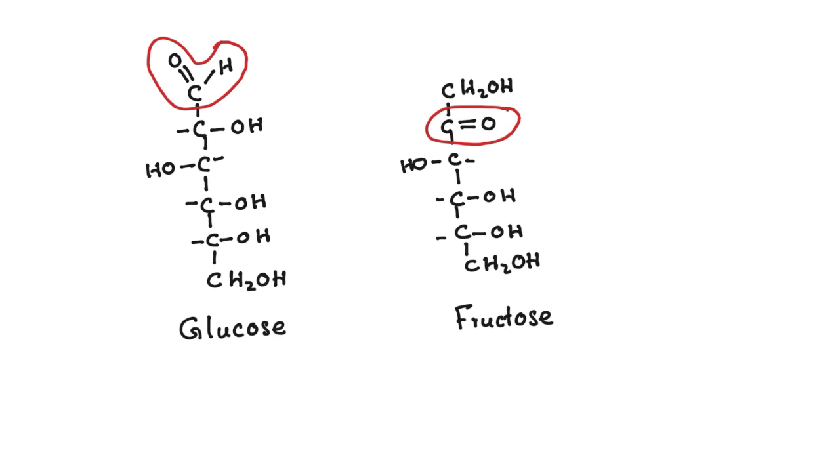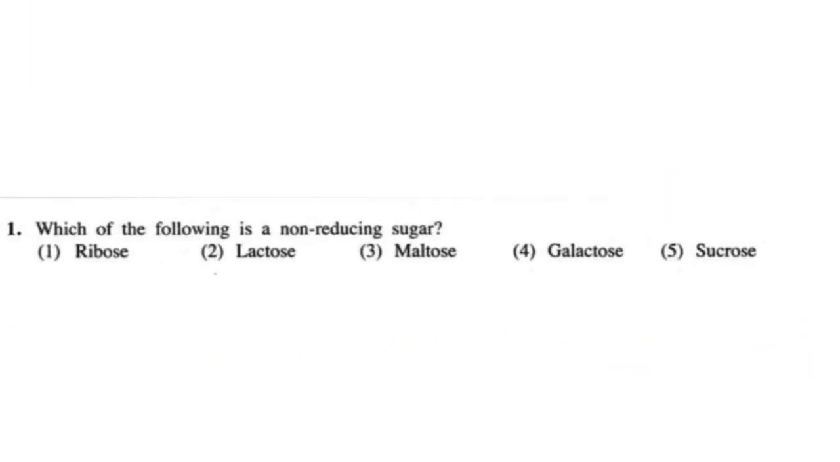Now let's look at the question again. First answer, ribose. Ribose is a pentose sugar that is also a reducing sugar. I will draw the structure here, but you're not supposed to remember these structures. So this pentose sugar, ribose, is a reducing sugar.